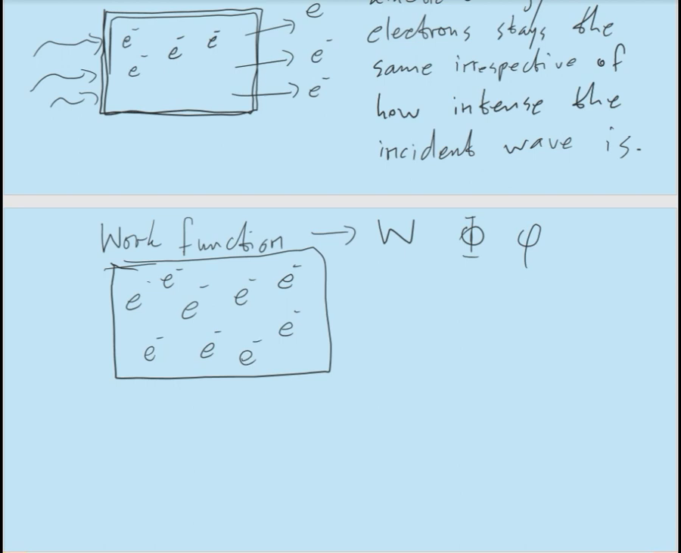And we can denote this work function as h nu subscript 0, where h is Planck's constant. Some textbooks will use f for frequency. I'm going to use nu. So this is the Greek letter nu. It's like a curly v.